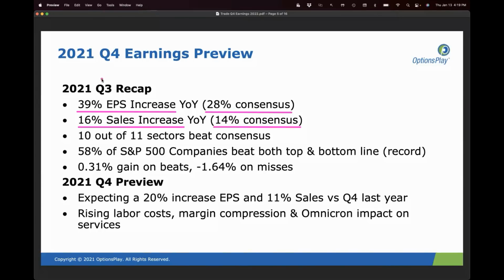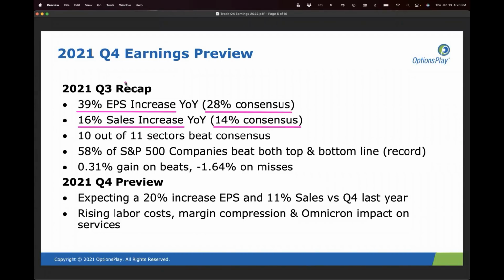Now, the one thing I will say is that year over year, Q3 is comparing to Q3 of 2020. Q3 of 2020 was obviously a challenging year, so 39% increase year over year sounds like a large increase, but it's actually comparing to a lower base.